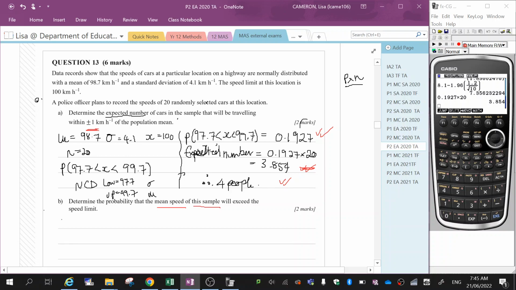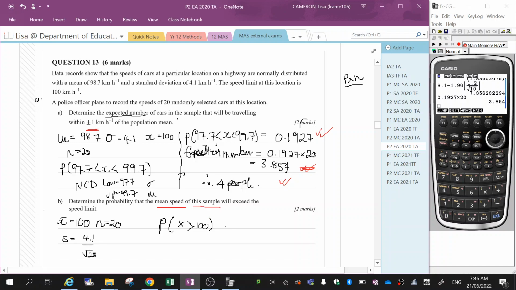If our speed limit is 100, there are 20 people in our sample, and we are going to be testing S. Now we're using our sample mean deviation. So S is now going to be equal to 4.1 over root 20. Now we can work this out using the probability that X is going to exceed 100. That's what we're calculating here.